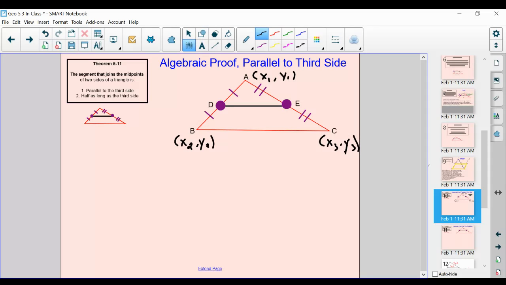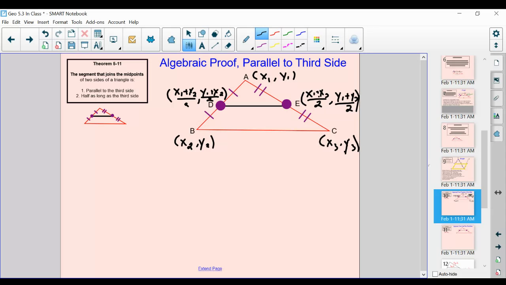So if I want to find the points of D and E, well, I know it's the midpoint, so I can use the midpoint theorem. So D is technically going to be (x1 + x2) over 2, comma, (y1 + y2) over 2. And likewise, we can do the same thing for E. We're going to get (x1 + x3) over 2, (y1 + y3) over 2. All right, so those are our coordinate points, and we got that because we know they are the midpoint.